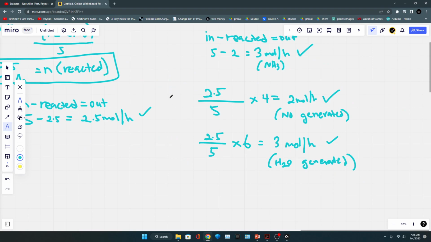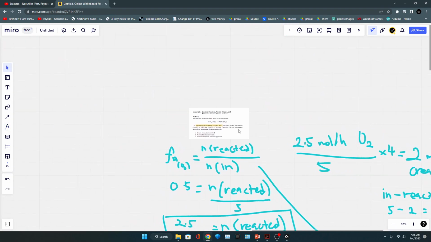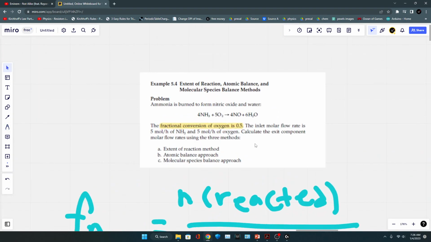So there you have it, and that is how you solve this particular question by using the extended reaction method and the molecular species balance approach. You can take a look at the atomic balance approach from my previous video.